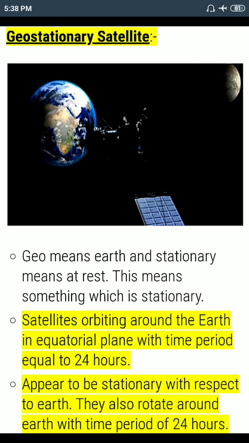They also rotate around the earth with a time period of 24 hours. We know that the time period of the earth is 24 hours. So that type of satellite also has the same time period, that's why these satellites are called stationary satellites with respect to earth. That is why we call it a geostationary satellite.